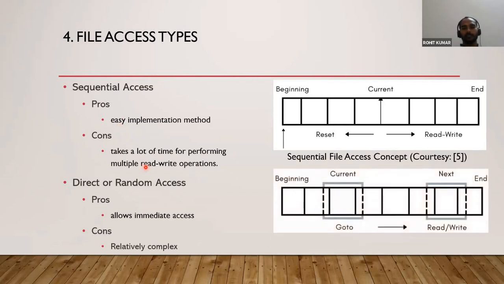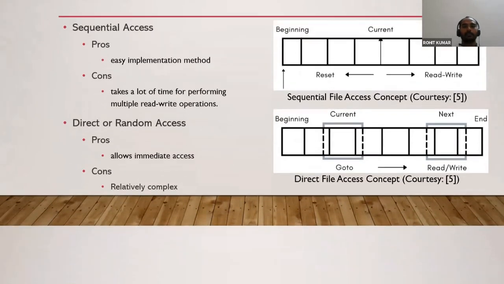Now direct or random access means you can directly jump onto another location. So here there is a command to go to. With respect to this particular go to, you need to give a reference. With respect to that reference, the control will jump onto that particular location, and you can directly fetch the content from that memory location. You don't need to go through all the intermediate memory locations. So what are the pros? It allows immediate access, but obviously the implementation is relatively complex because you need to maintain a kind of shift operation that is supposed to jump your control from one location to another location immediately.